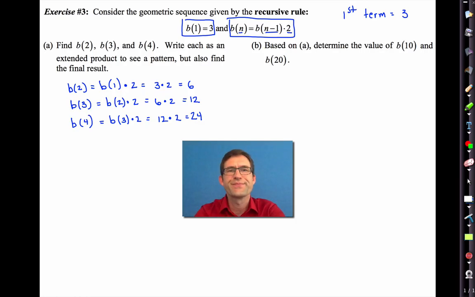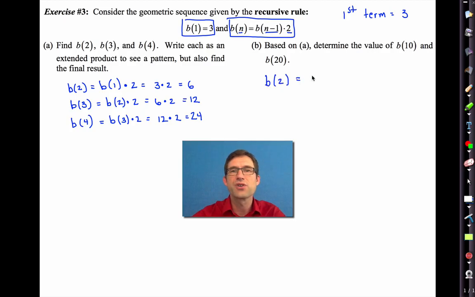Now, letter B says, based on A, determine the value of B of 10 and B of 20. This is really important because what we want to do is do the same thing we did with the arithmetic. We want to figure out a formula for doing this that doesn't force us to go through them all, right? So let's take a look.